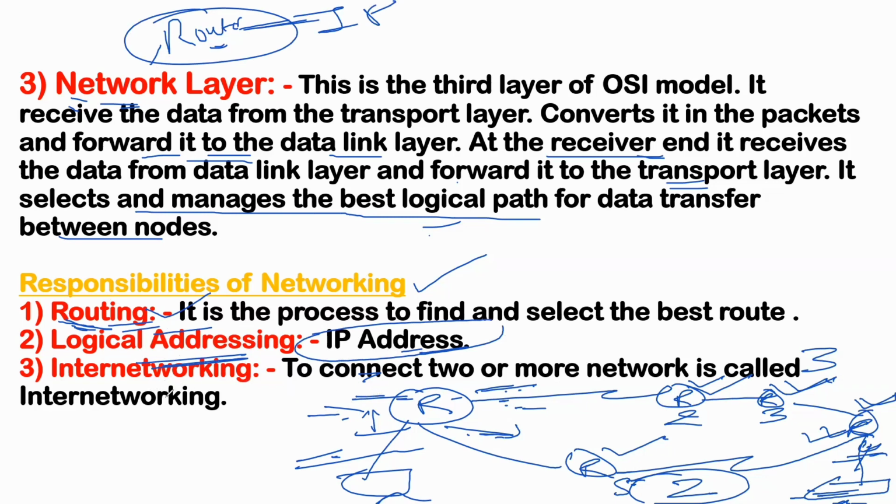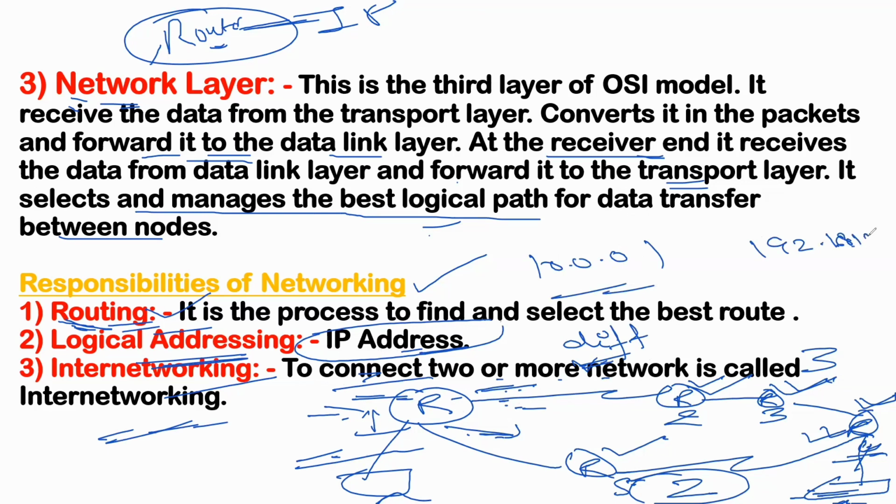Third is internetworking. Internetworking means connecting two or more different networks. By router, we can connect two or more different networks. Suppose you have one network, 10.0.0.1, and a second network, 192.168 and 10 dot something. Both networks are different networks.